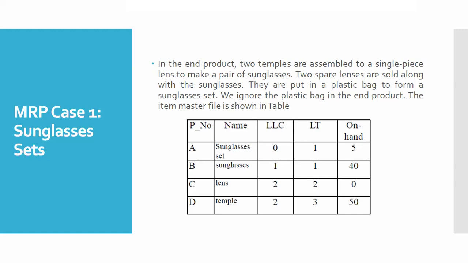Two temples are assembled with a single piece lens to make a pair of glasses. Two spare lenses are sold along with the sunglasses. They are put in the plastic bag.